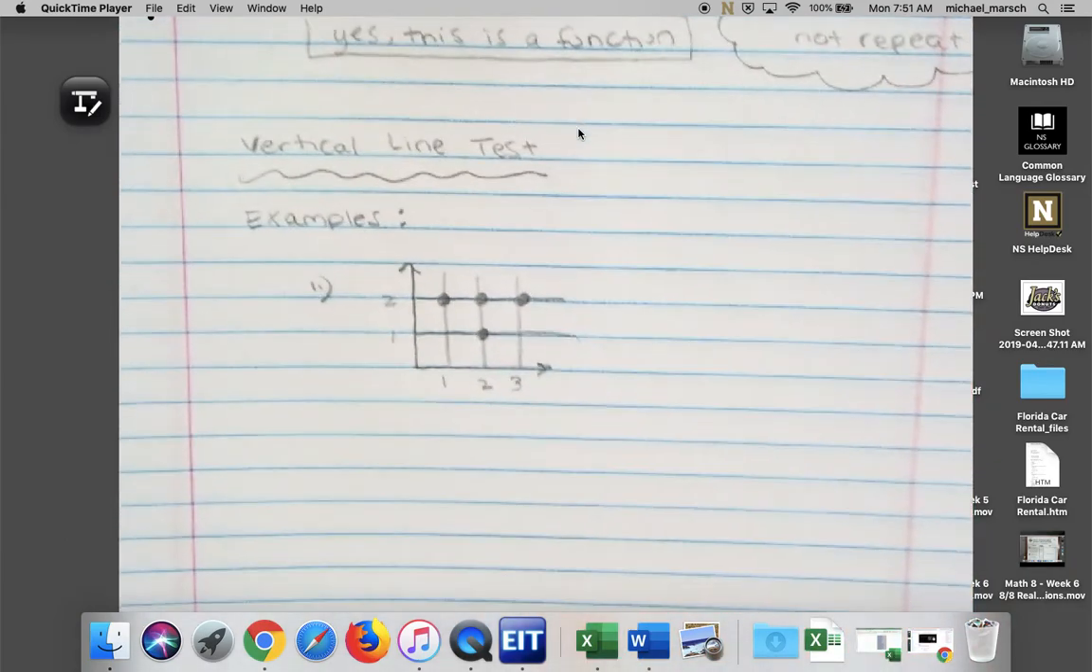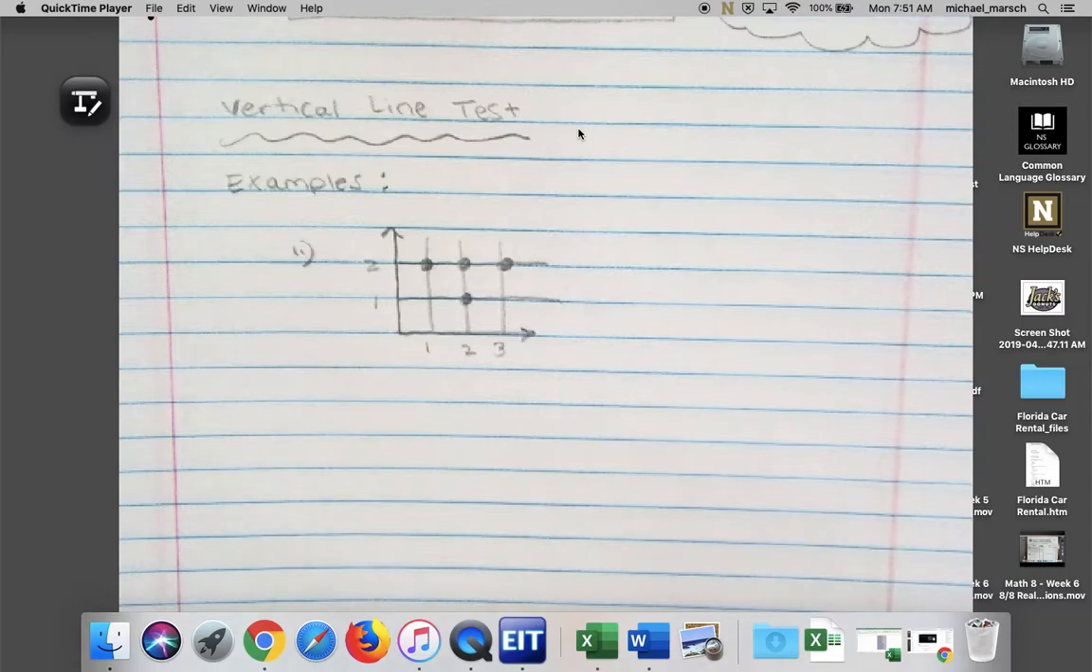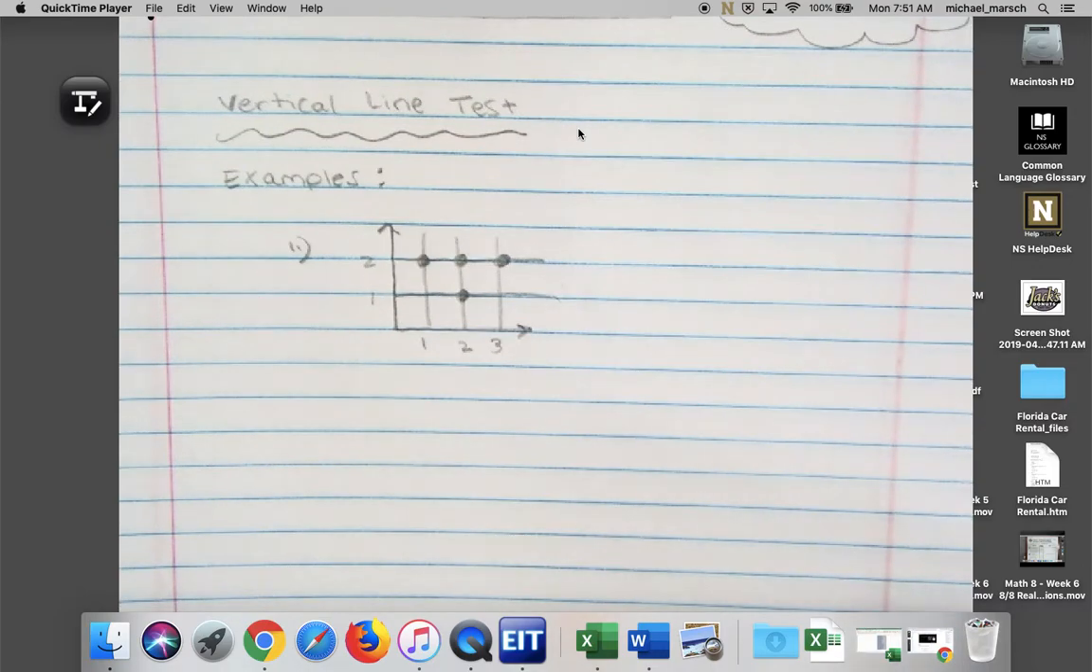Okay. And then I'm just going to put some points on this graph. So when you look at those ordered pairs, what we're trying to determine is if it would fail or pass the vertical line test. If it fails the vertical line test, that means it's not a function. If it passes the vertical line test, that means it is a function.